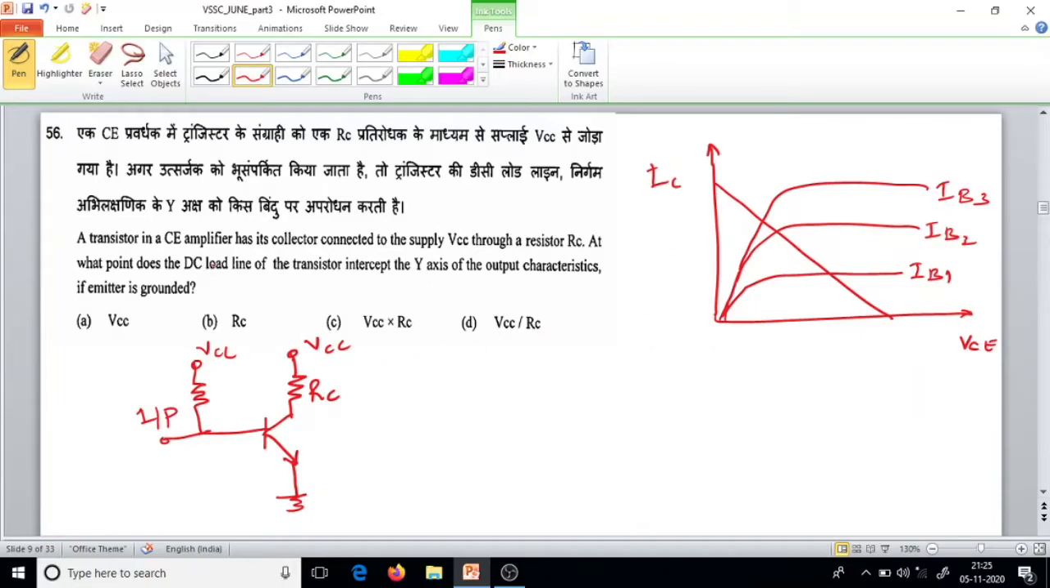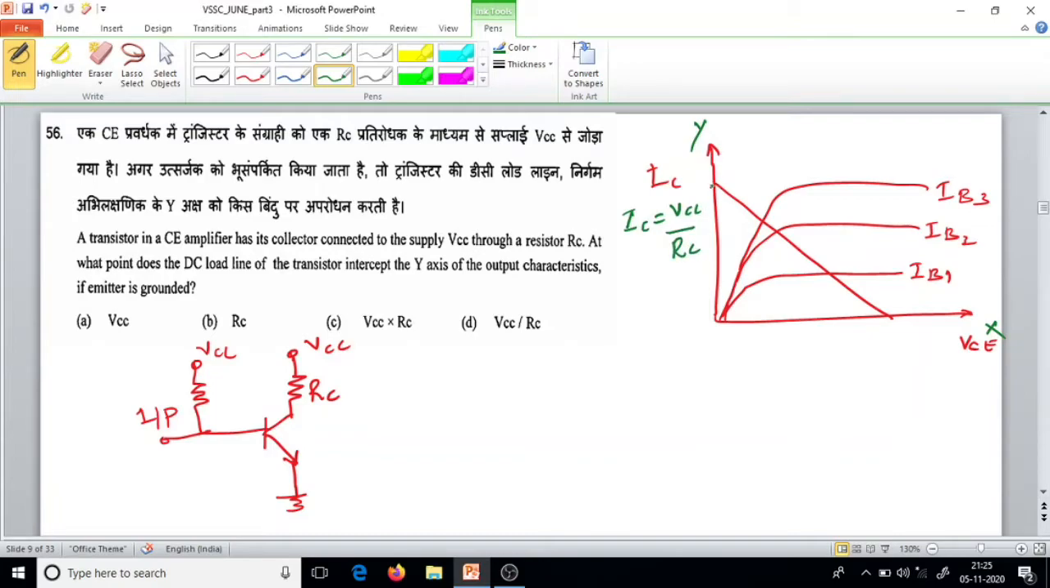Now, the question is, a transistor in a CE amplifier, common emitter amplifier, has its collector connected to supply VCC through a resistor RC. At what point does the DC load line of the transistor intercept the y-axis? See this value where it intercepts, that's what we need. At this point on the y-axis, what is the maximum current it can give? That is given by IC equals VCC by RC.